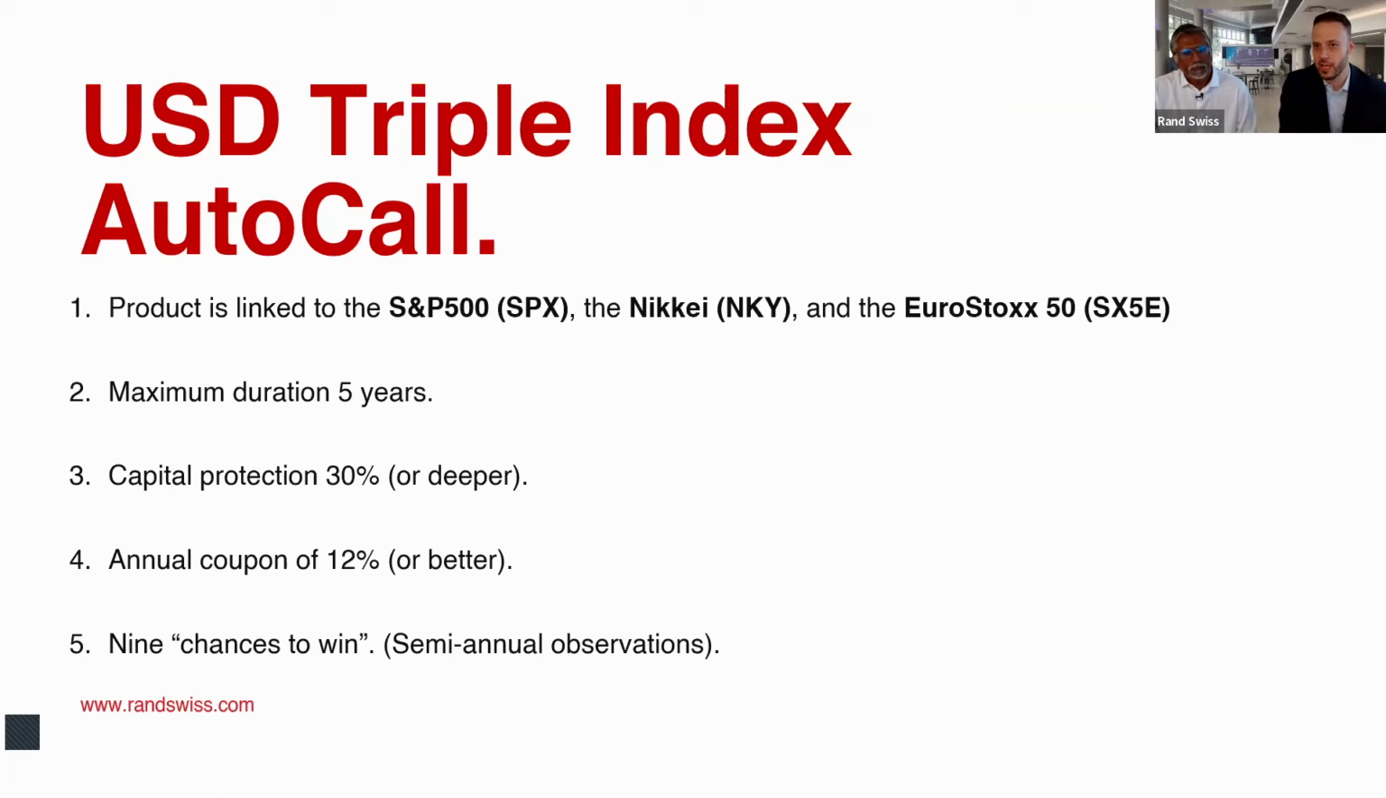So all of those clients now get to reset their capital protection again, and extend their duration for an extra year. So it is something, and also we get to compound the interest, which is lovely. 12% or better. And when we say 9 chances to win, we delay the first observation for at least a year because we want to make at least a 12 to 14% coupon. But from there, we do semi-annual observations to give you as many possibilities of exiting.